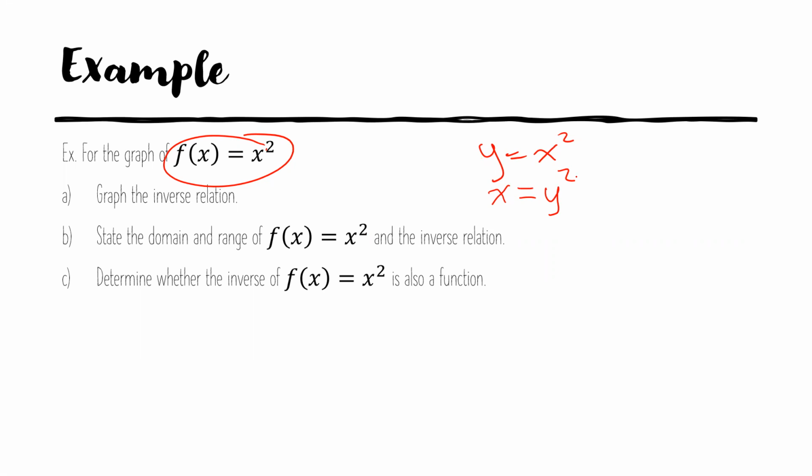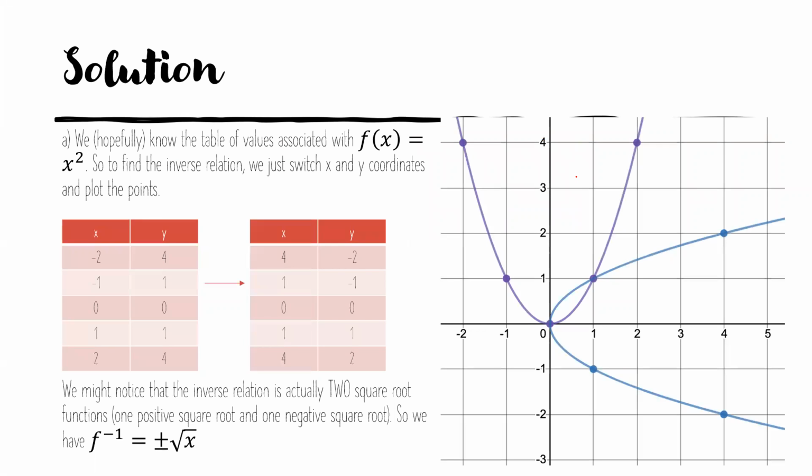This is equivalent to writing y is equal to x squared. So in this case we can exchange our x and y coordinates and write x is equal to y squared, and we could try to isolate for y and see what happens when we do that. But right before I get to the algebraic inverse, let's graph out the parabola itself and look at the graph to figure out what the inverse relation is. Then we're going to consider what the domain and range of x squared and its inverse relation will be. And the final thing we'll do is determine whether the inverse of f of x equal to x squared is a function or not.